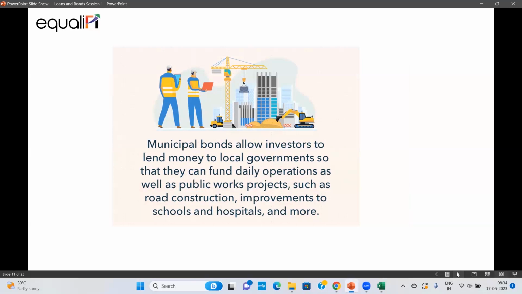So they need funds. One is they get the funds from the government. When that is not enough, then they raise bonds. They go to the public to raise money in the form of munis or municipal bonds, and that money is used for doing all these social activities, right?